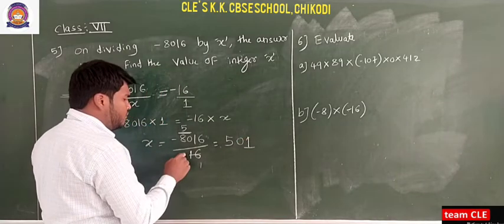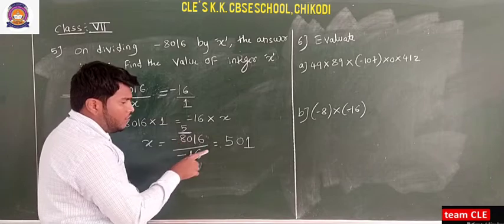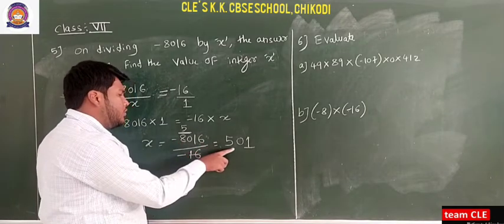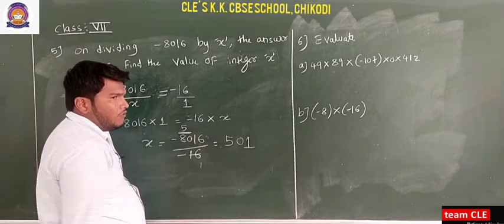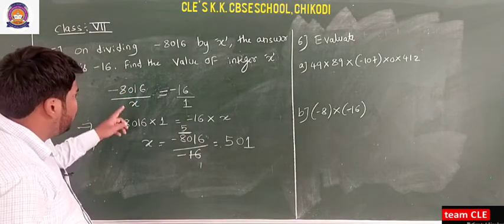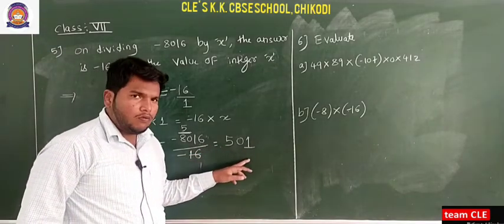Just to do this division, 8016 by 16, do your simple division. I have done it here directly. You can go for simple division also. You will get minus and minus, which get cancelled. The remaining answer is 501. So please note down this example, that x is equal to 501.